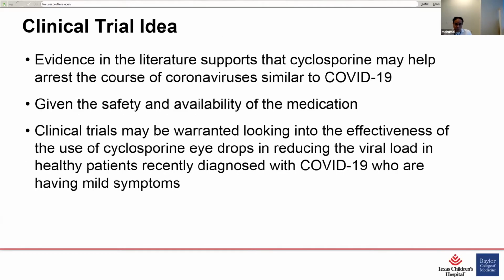So if there is evidence in the literature that cyclosporine can kill coronaviruses, specifically SARS-CoV-1, it's not really a totally crazy idea to assume that it may have a similar or close effect on SARS-CoV-2. And since we have these drugs available, and they are safe with no topical or systemic side effects, it may be warranted to look into the effectiveness of these drops in reducing the viral load in patients that have COVID-19, and more importantly, to use them as prophylaxis.